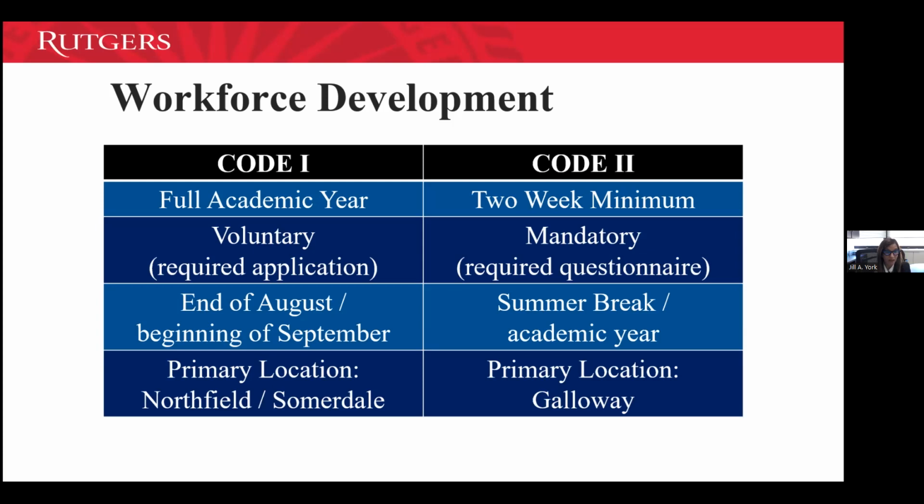They start at the end of August or the beginning of September, and they complete their entire academic training. That includes their competencies, and their summative and formative evaluations are being done. That's primarily done in Northfield and Somerdale. What we started in 2008 is what's known as Code 2. That's a 2-week minimum where all fourth-year students go out into the community. They can go during summer break, and they go during the academic year. The primary location for this project is our Galloway location.